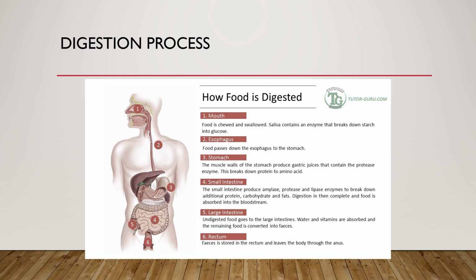Now next, the undigested food moves into the large intestine. Here in the large intestine, all the water and vitamins are absorbed, and the remaining food is converted into feces. Now sixth, at the rectum. Feces is stored in the rectum, which leaves the body via the anus. So that's how this process takes place in our body from mouth till rectum.